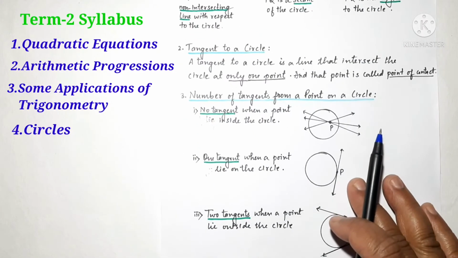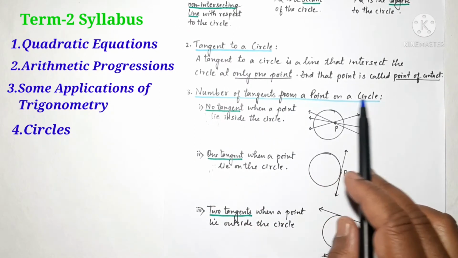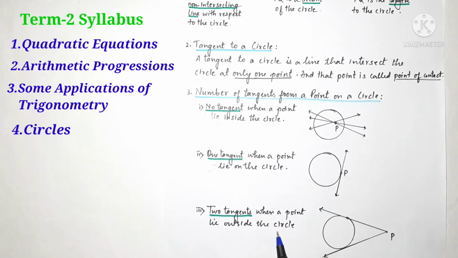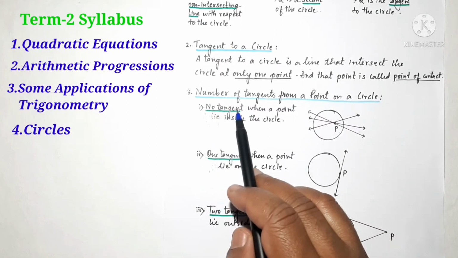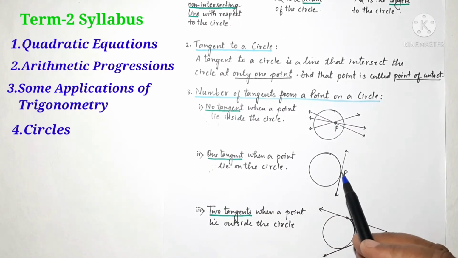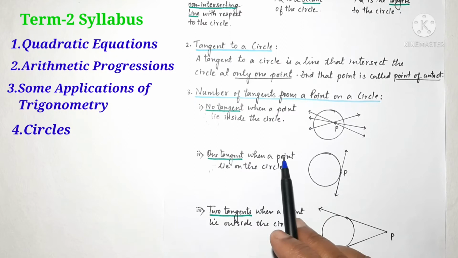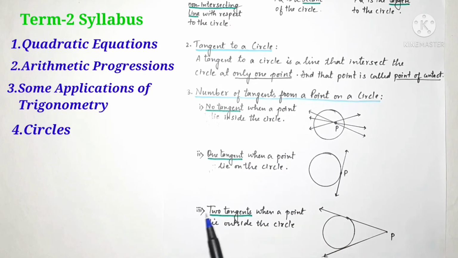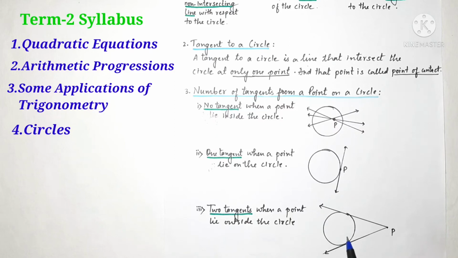The third topic in your syllabus from this chapter is the number of tangents from a point to a circle. How many tangents are there? When the point is inside the circle, you will have no tangent. Second, if the point is on the circle, you will have only one tangent. Third, two tangents when the point lies outside the circle. So when the point is outside the circle, you can draw two tangents to the circle.